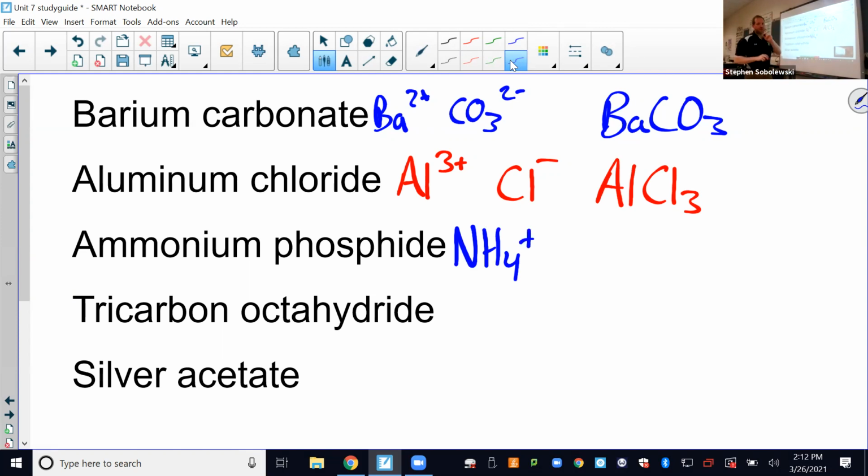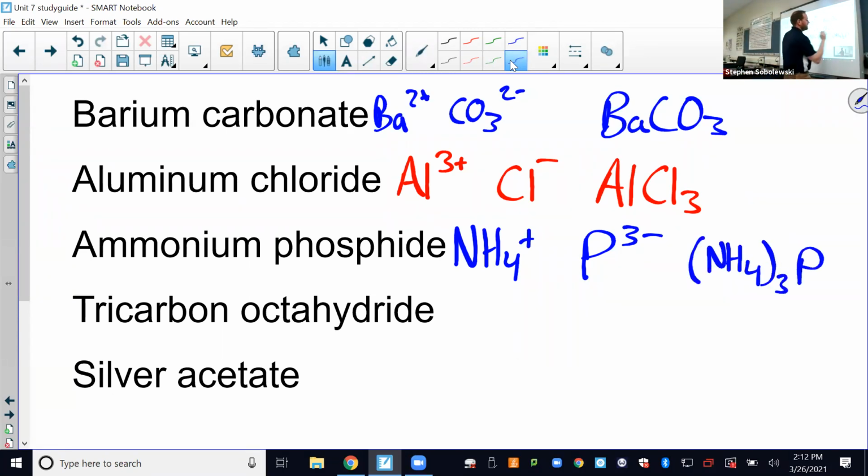Ammonium phosphide. Ammonium is NH4 with a charge of 1+. Phosphide, careful, that's not phosphate or phosphite. Phosphide is P with a charge of 3-. So we need to crisscross the 1 and the 3, which gives us parentheses, (NH4)3P.